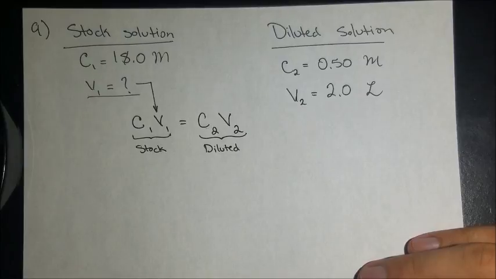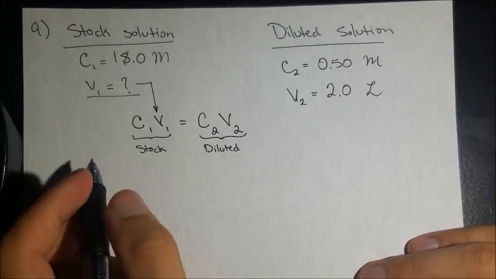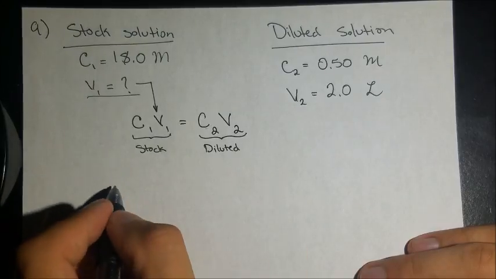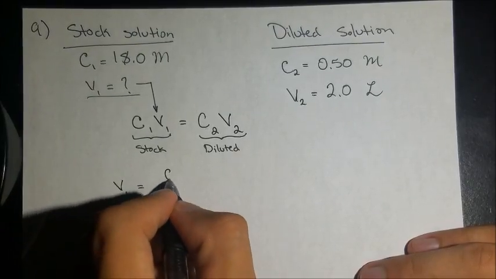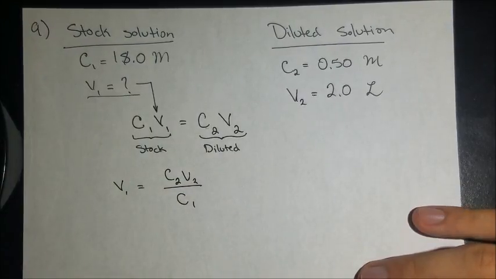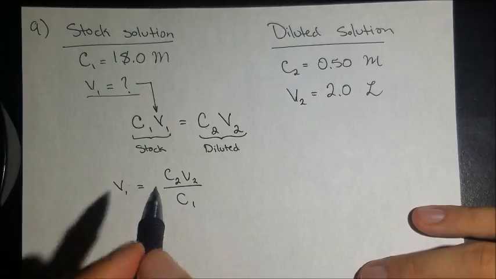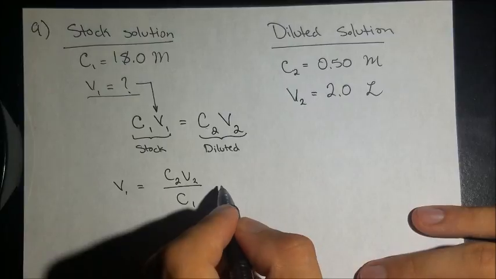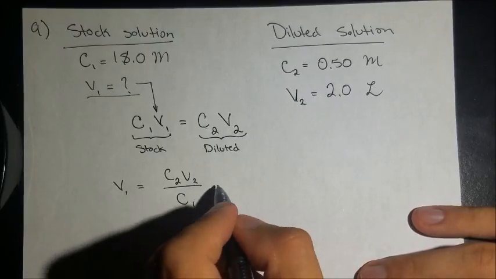What I like to do for a problem like this, if I've got an equation and I know all of my variables but one of them, is I like to just go ahead and solve for that one variable I don't know algebraically, and then I'll plug all the numbers in at the end. So I'm just going to divide both sides by C1, and I get V1 equals C2 V2 over C1. So you notice now why it's important that the units are the same, because the units are eventually going to cancel for the concentration, and we're going to be left in units of volume, which is what we want.